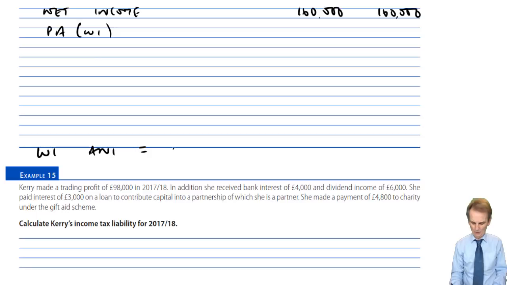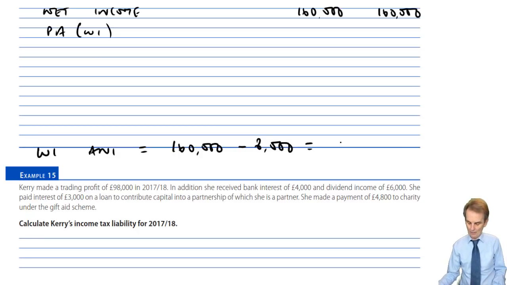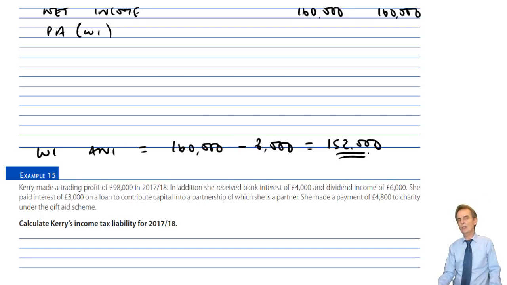adjusted net income equals 160 net income minus 8,000, which is the gross gift aid payment here, and therefore that's £152,000. Do I need to show any more workings? I hope we think no, we don't.